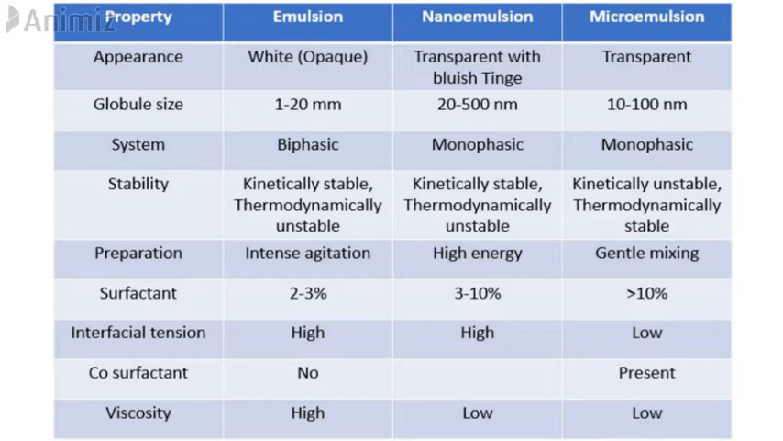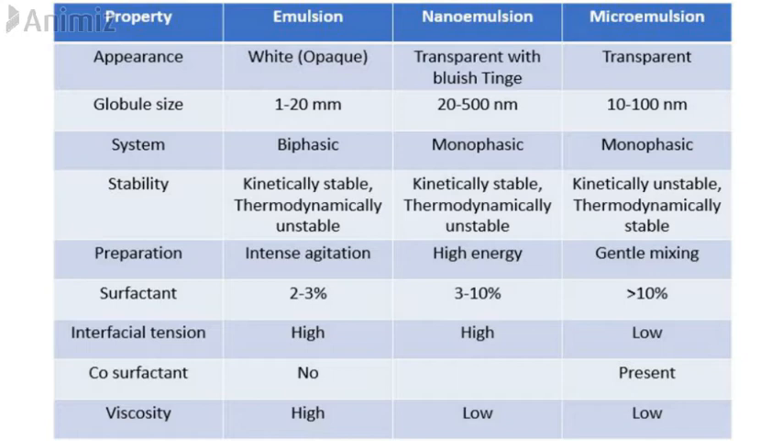Talking about the stability, emulsions are kinetically stable but thermodynamically unstable. Nanoemulsions are kinetically stable and are thermodynamically unstable, but microemulsions are kinetically unstable but thermodynamically stable. Emulsions are prepared with intense agitation. Nanoemulsions are prepared by use of high energy instruments like probe sonicator or HPH, but microemulsions are formed by just gentle mixing.